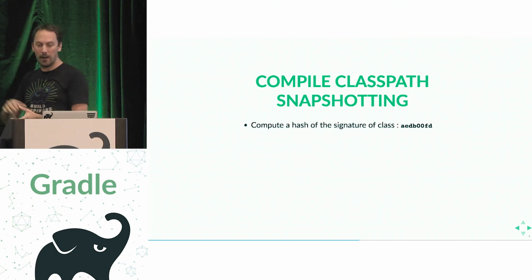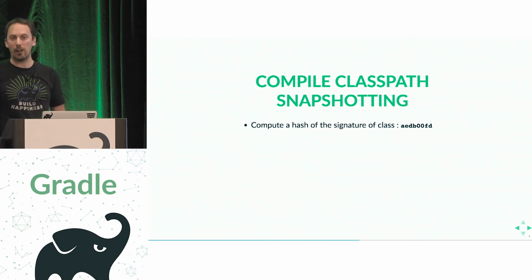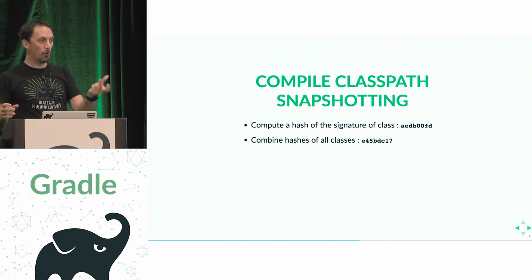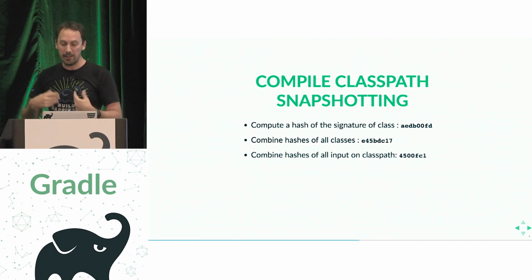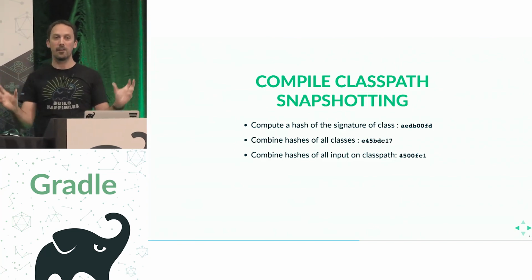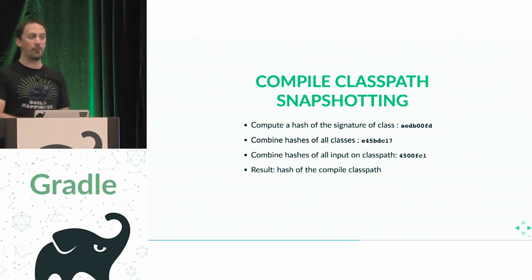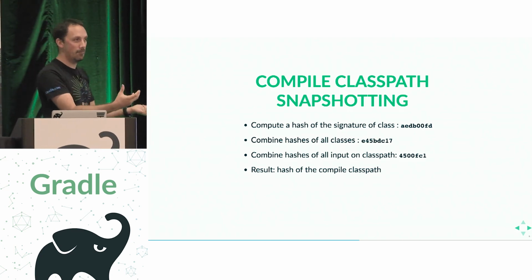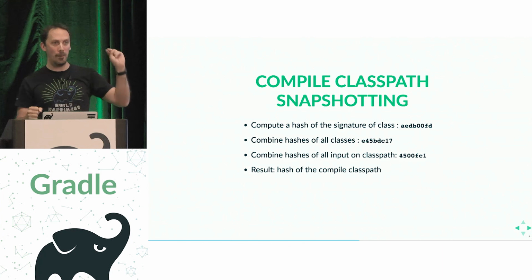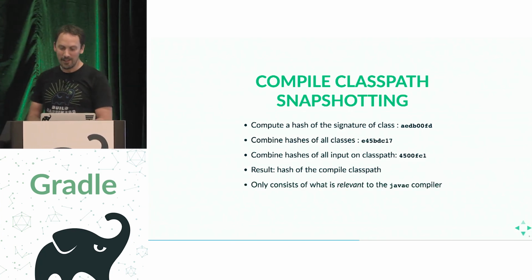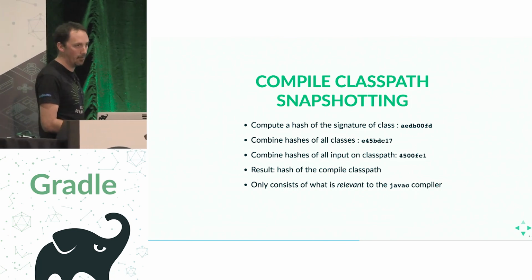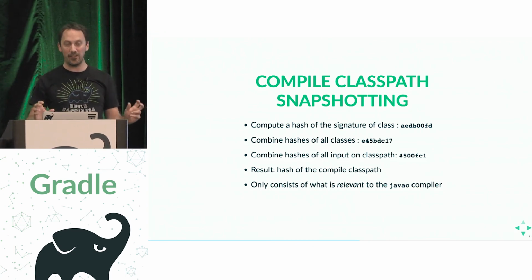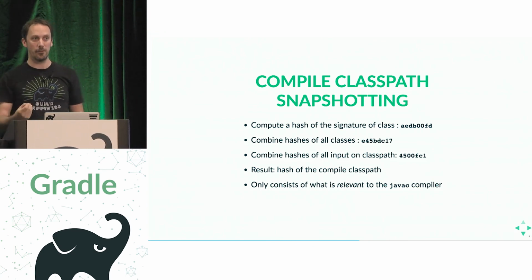And it works like that. So I take a jar. Well, I have a class. And I'm going to compute a signature for that class. And then all the classes of the jar are going to produce a signature for that specific jar. And then we compute all the jars on the classpath. It computes a signature of that. And then, well, the result is my compile classpath hash. But that only cares about the public members. So what the hash consists of is only what is relevant to the javac compiler. So we have a hash, and this is only what the compiler needs to know.